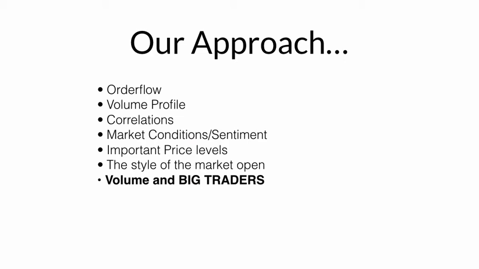We're not trying to fight what the big money's doing, we're just going with it. And to do that, we're going to use our order book and we're going to spot those buyers and sellers. And we're going to use the volume profile that we saw in the earlier slide. We're also going to be using correlations with different markets. So, if we're trading the S&P 500, we want to make sure that all markets are headed in our direction.